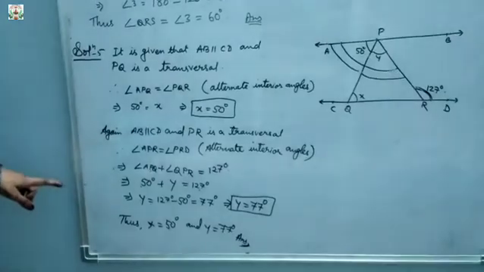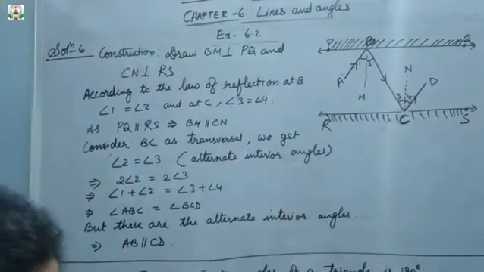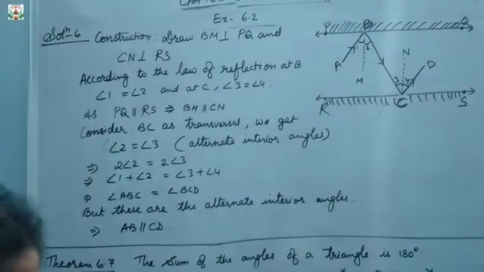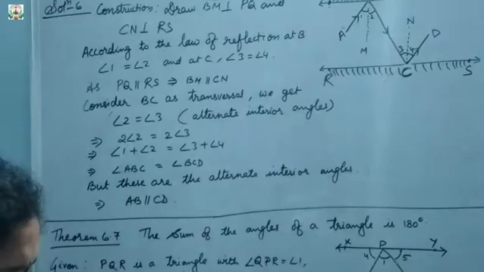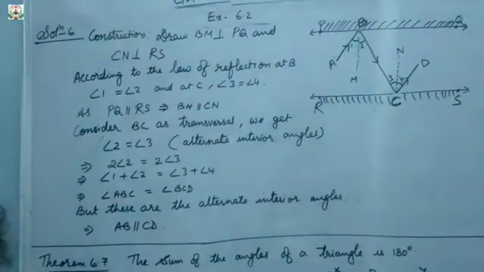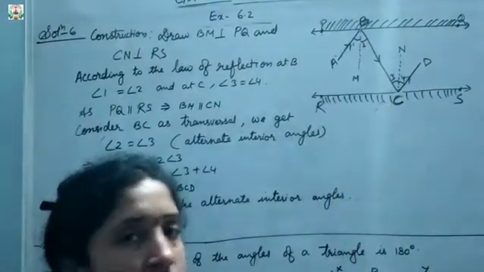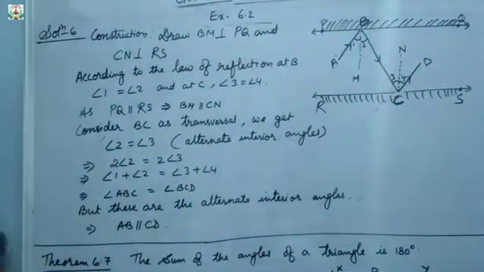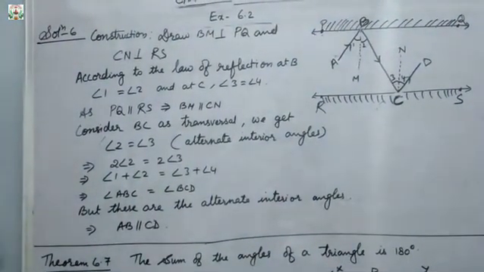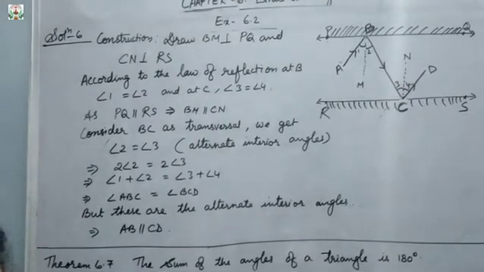Okay, now let us have the sixth question, 6.2. The question is, in figure 6.33, the figure is given in the book. PQ and RS are two mirrors placed parallel to each other. They are mirrors, that's why this type of lining is made. In the figure also it is given that PQ and RS are two mirrors placed parallel to each other.